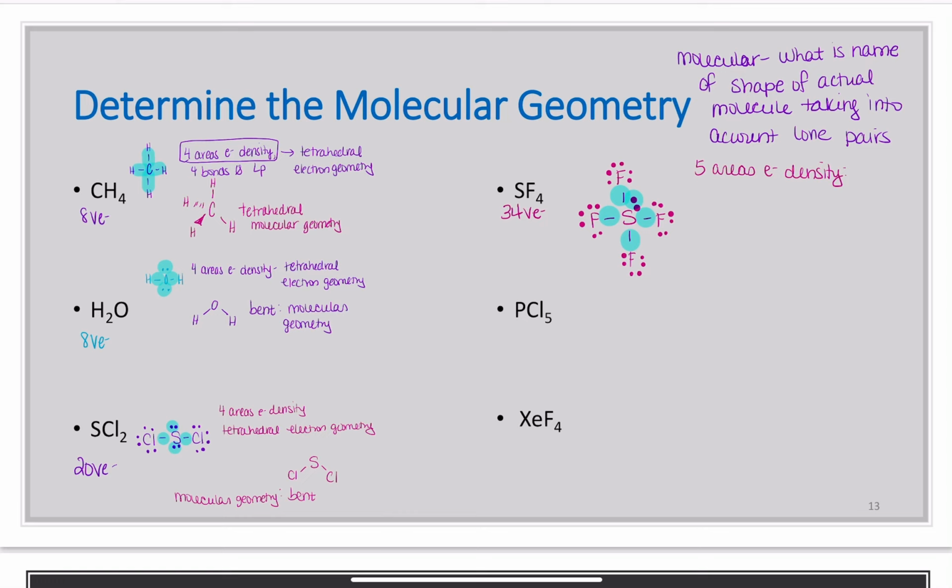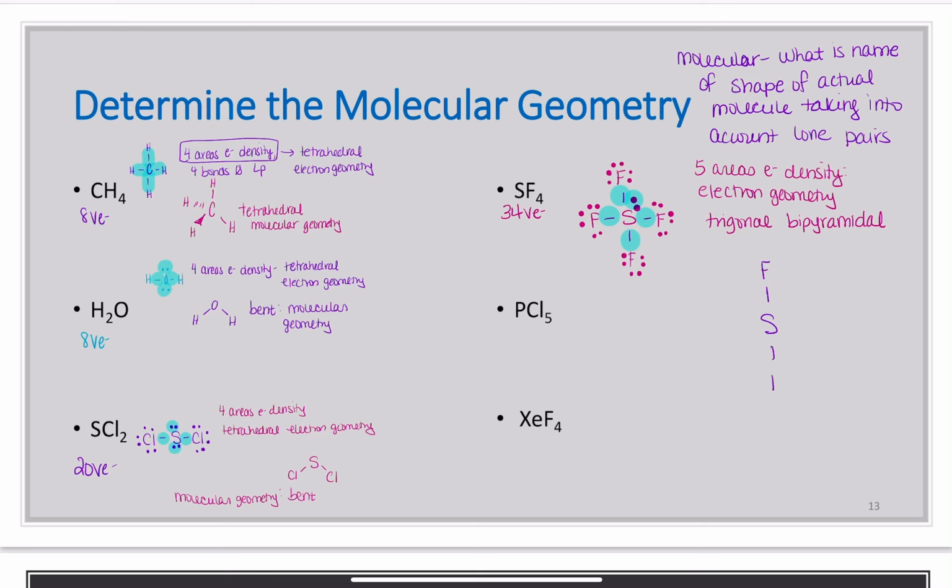Which means my electron geometry is called trigonal bipyramidal. I'm going to form a trigonal shape in the middle and then 2 pyramids, one on top, one on bottom. Go ahead and redraw that in your shape.